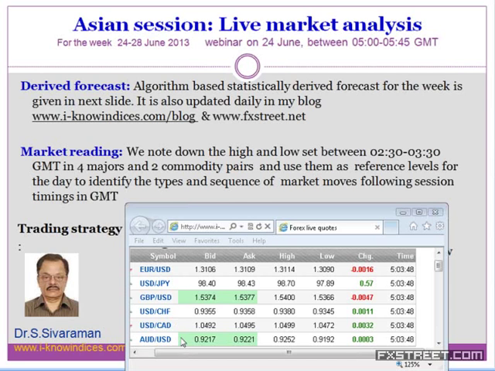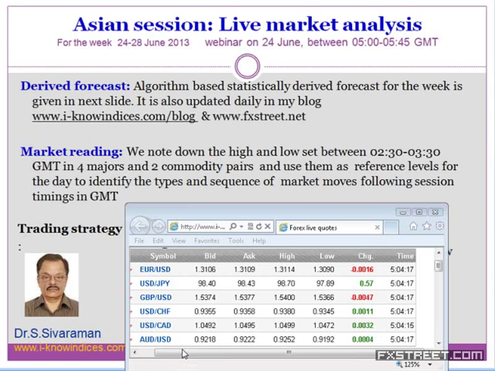But in the case of commodity pairs, USD CAD is trading around 1.0493, 1.0499, just 1 pip below the psychological level. 1.05 is the high, 1.0472 is the low, 32 pips positive net change is seen. Of course, it is USD gaining move.